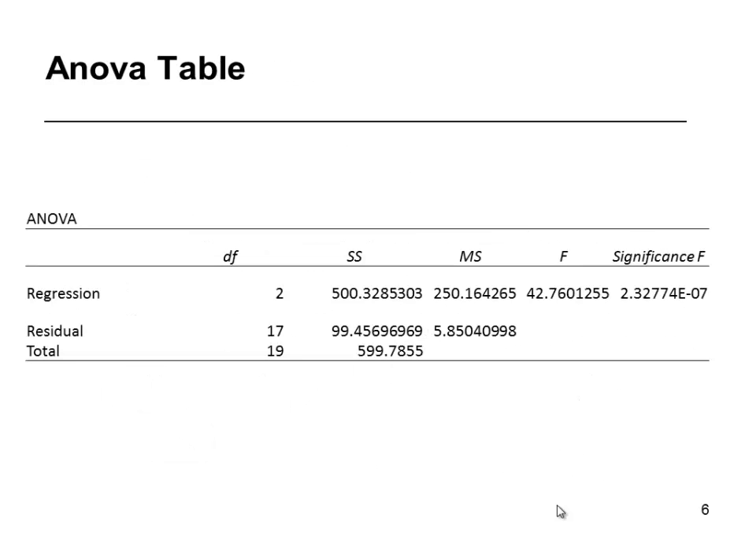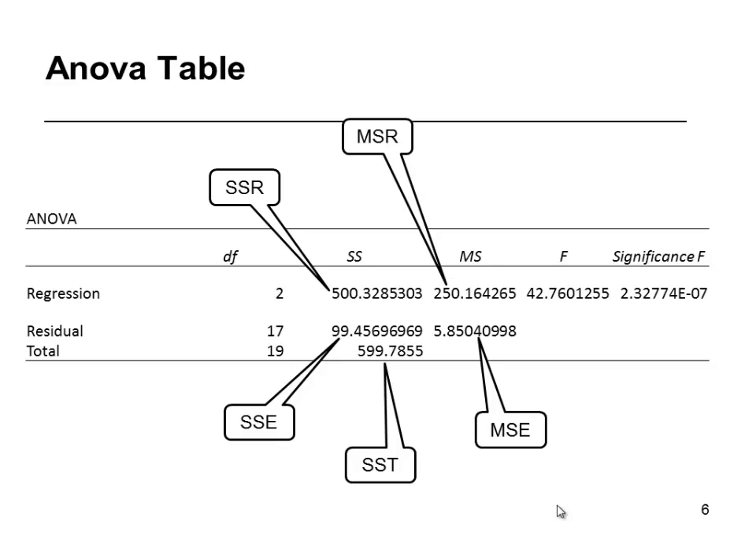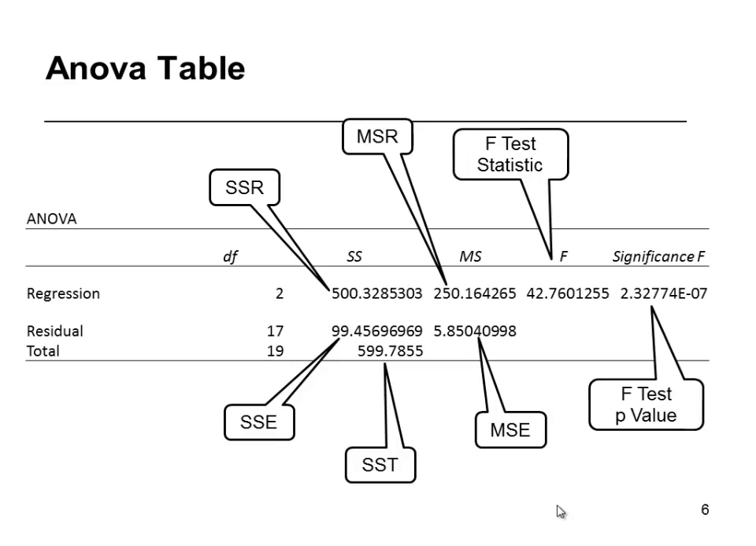We have the coefficient for beta 2 for the test independent variable and the related standard error of beta 2. Over on the Anova table, we have our sum squared of regression, our sum squared of error, our sum square total, our mean square of regression, our mean square of error, and our f-test statistic. And right next to that, we have the f-test p-value.